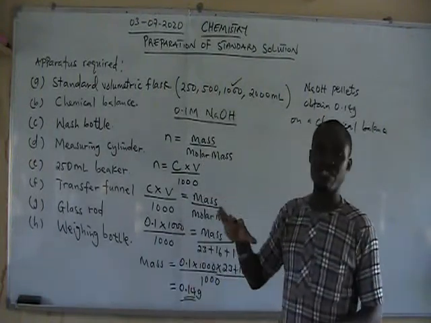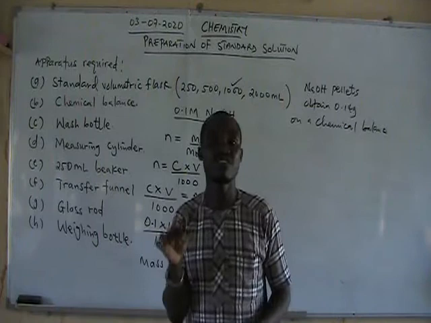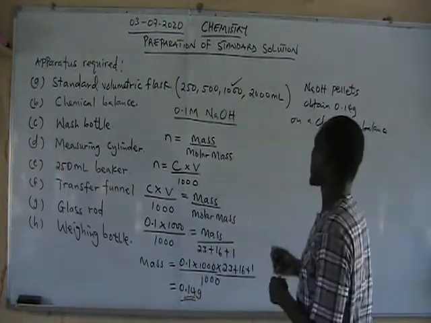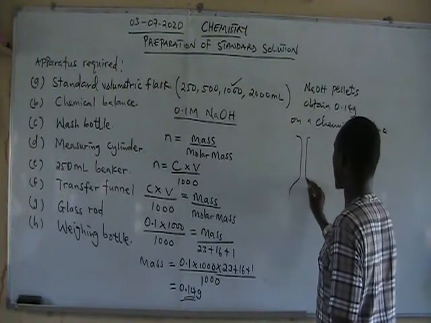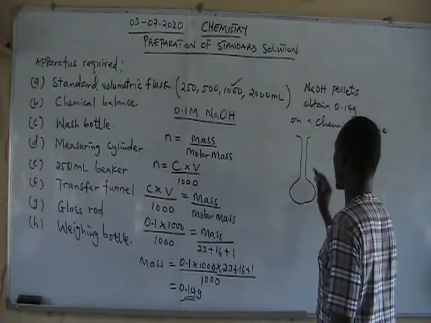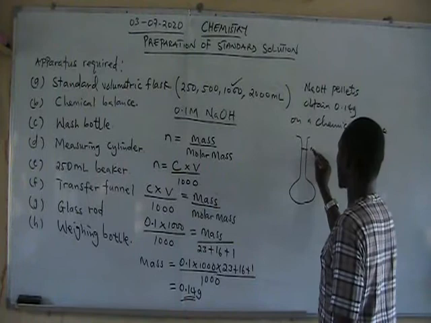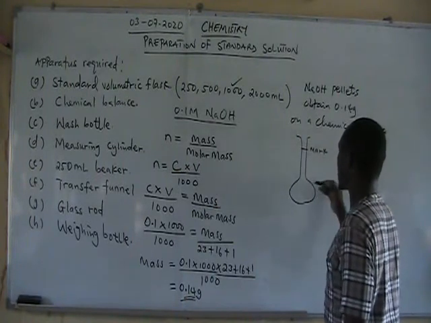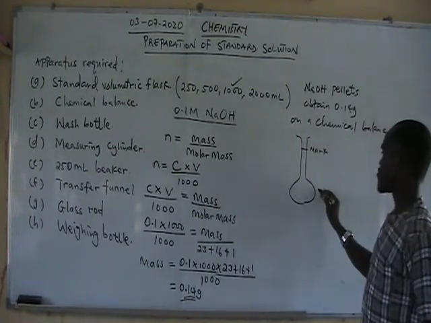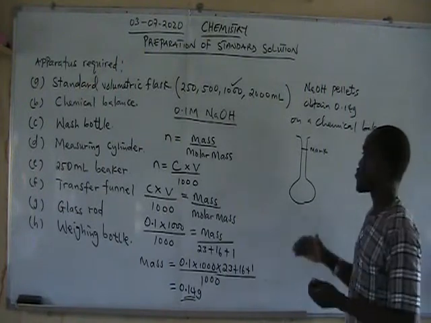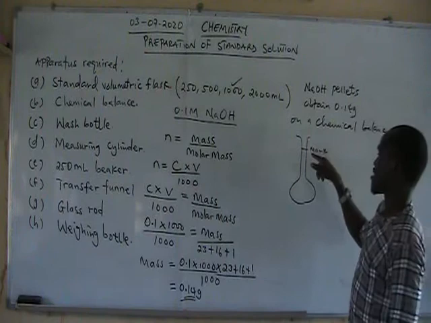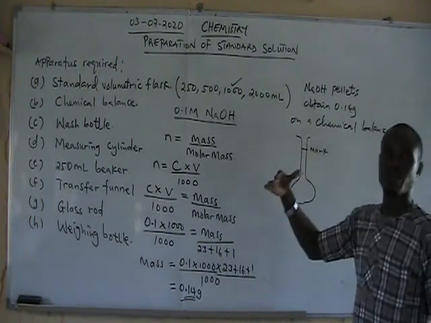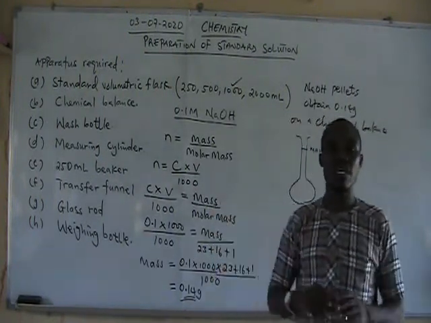Then you rinse the beaker as much as possible with distilled water, and make sure that the standard volumetric flask is filled up to the mark here. So this is the mark. By the time you are adding, you just have to be very careful so that you don't over pour the solution, and exceed the mark here. In this case, it will render your solution invalid.